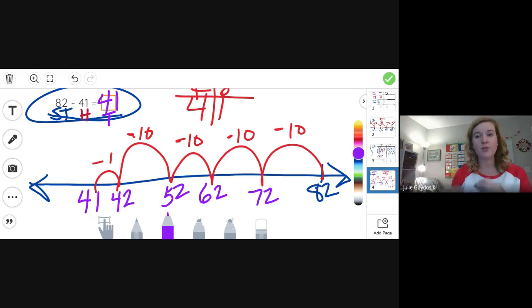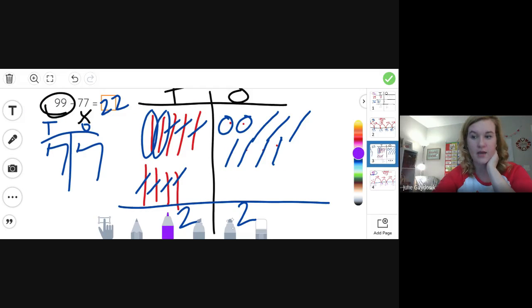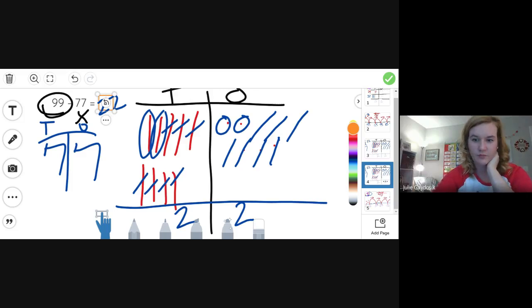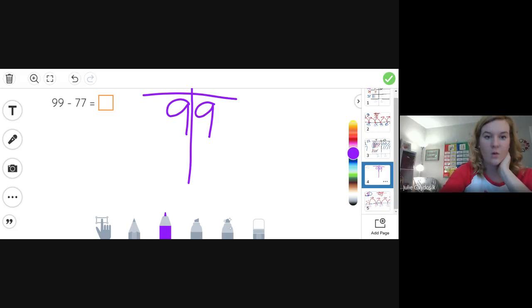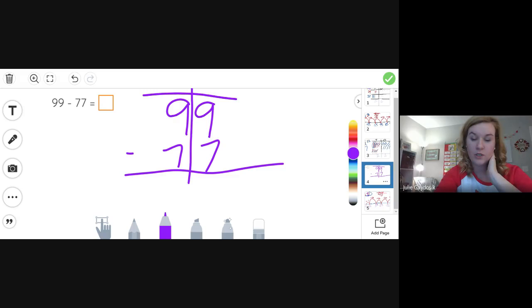Also, a way to double check with these, if we are confused a little bit, you can use base 10 blocks for subtraction, because I know we didn't talk about that a ton. I might give you the option for this one to also solve it like this. So remember how we solved it with a tens and ones chart, where you solve 9 minus 7, which is 2, and then 9 minus 7, which is 2. So I might also have you do that as well.